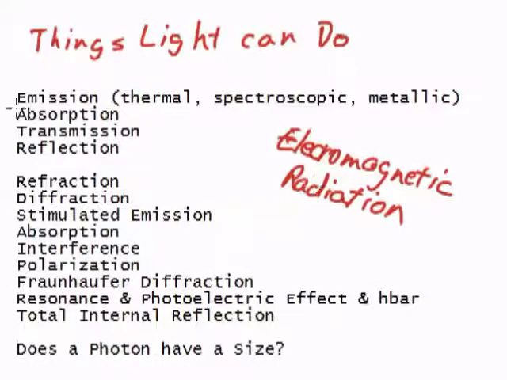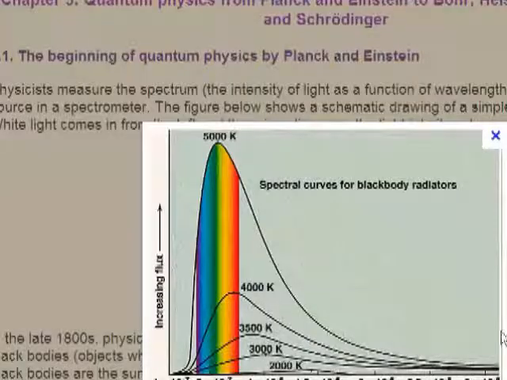I'm going to start by describing emission. Emission is when light is produced by an object. And there's basically three ways that I know of that light can be produced by an object. One of them is called thermal emission. This is kind of the light that, for instance, is produced by the sun.